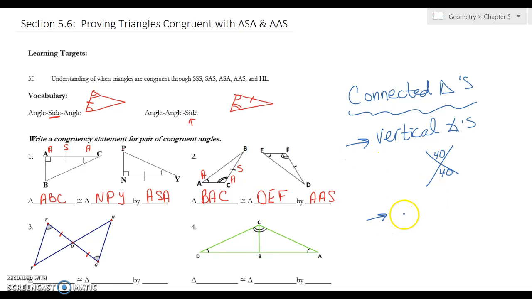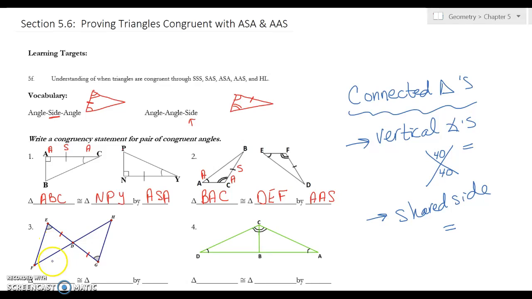The other thing you look for is a shared side. If they have the same side, then they have to be equal on both sides. So if they have a common side or a shared side, then they have to be the same on both of them. So let's look at number 3.